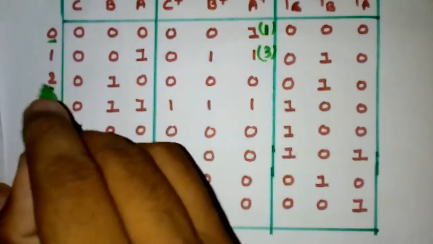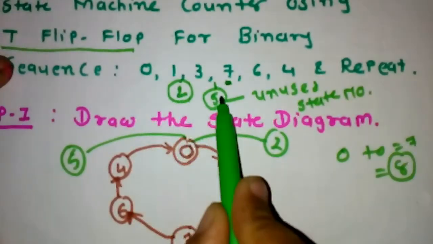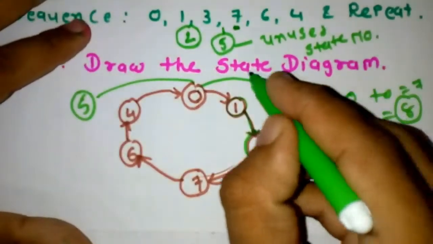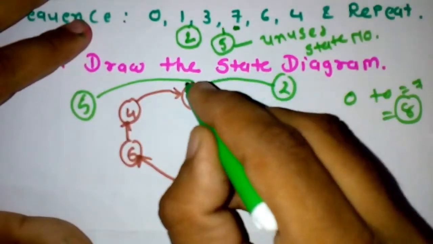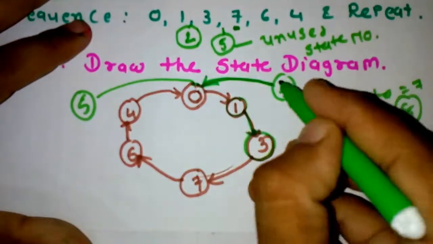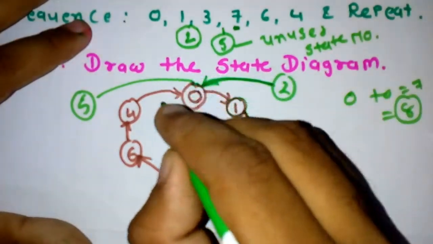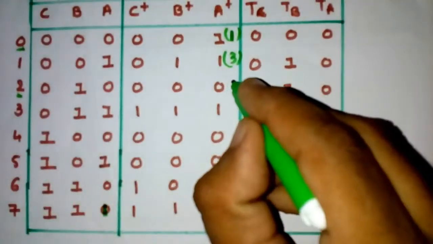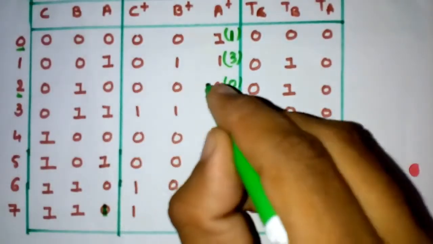After that 2. But 2 is an unused state. Here we define 2 as an unused state, so we define here don't care. But 2 is directly connected with 0. What is the next state of 2? Next state of 2 is 0. So 0 0 0 0.